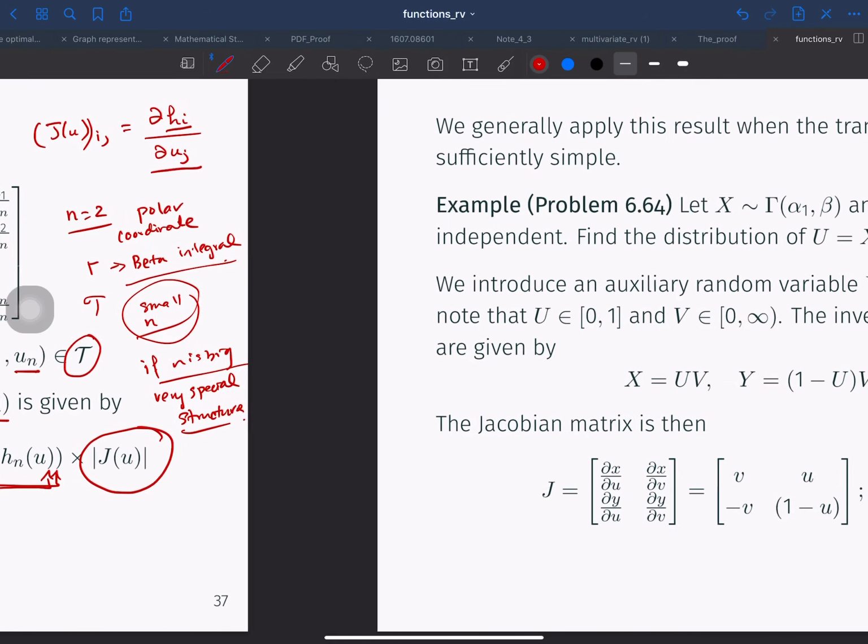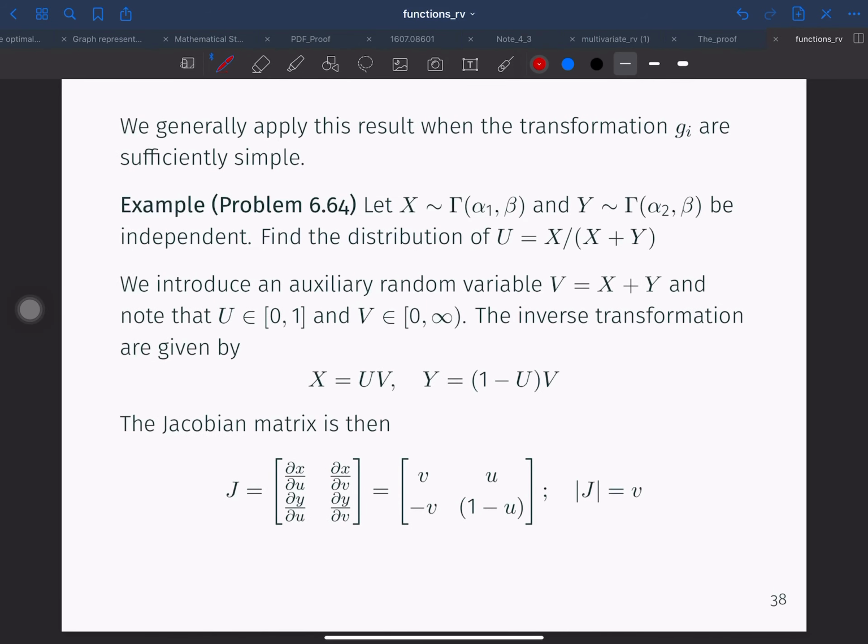So as a quick example, like I said, when the transformations are sufficiently simple. This is problem 6.64 in the textbook. I think it's quite a cute problem. Let's try to demonstrate its use with the multivariable change of variables.